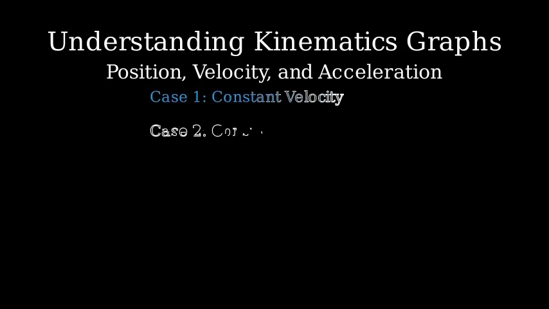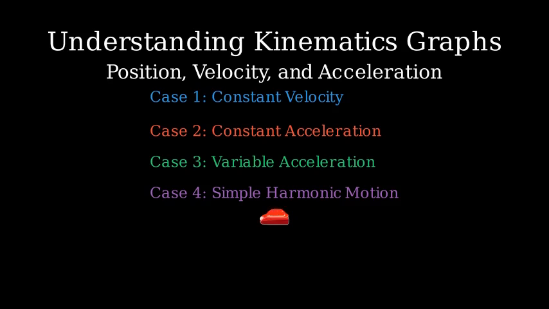Let's start by understanding what each graph represents. We'll explore several different motion scenarios and see how they appear in each type of graph. Throughout this video, we'll analyze these four cases: constant velocity, constant acceleration, variable acceleration, and a special case, simple harmonic motion. Before we dive into specific cases, let's understand what these graphs mean.